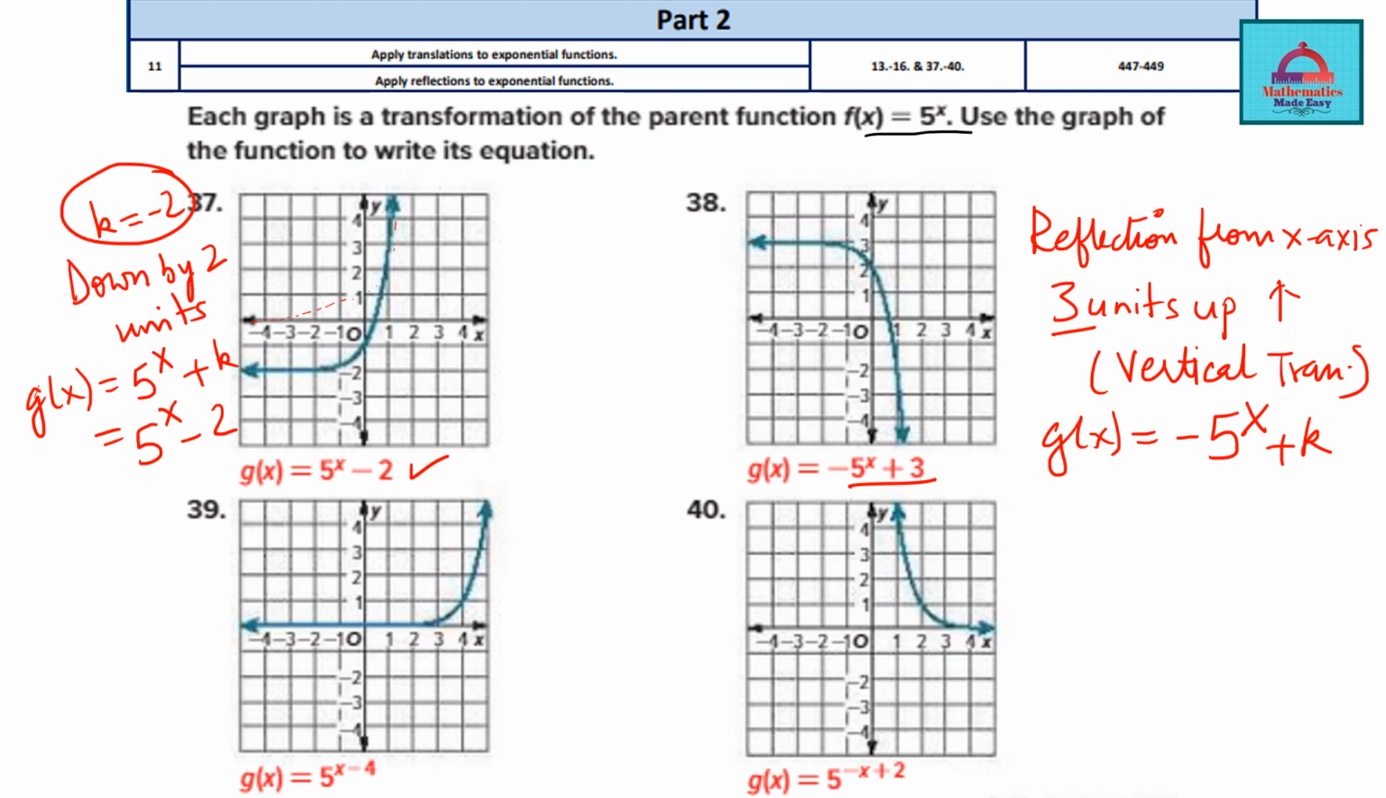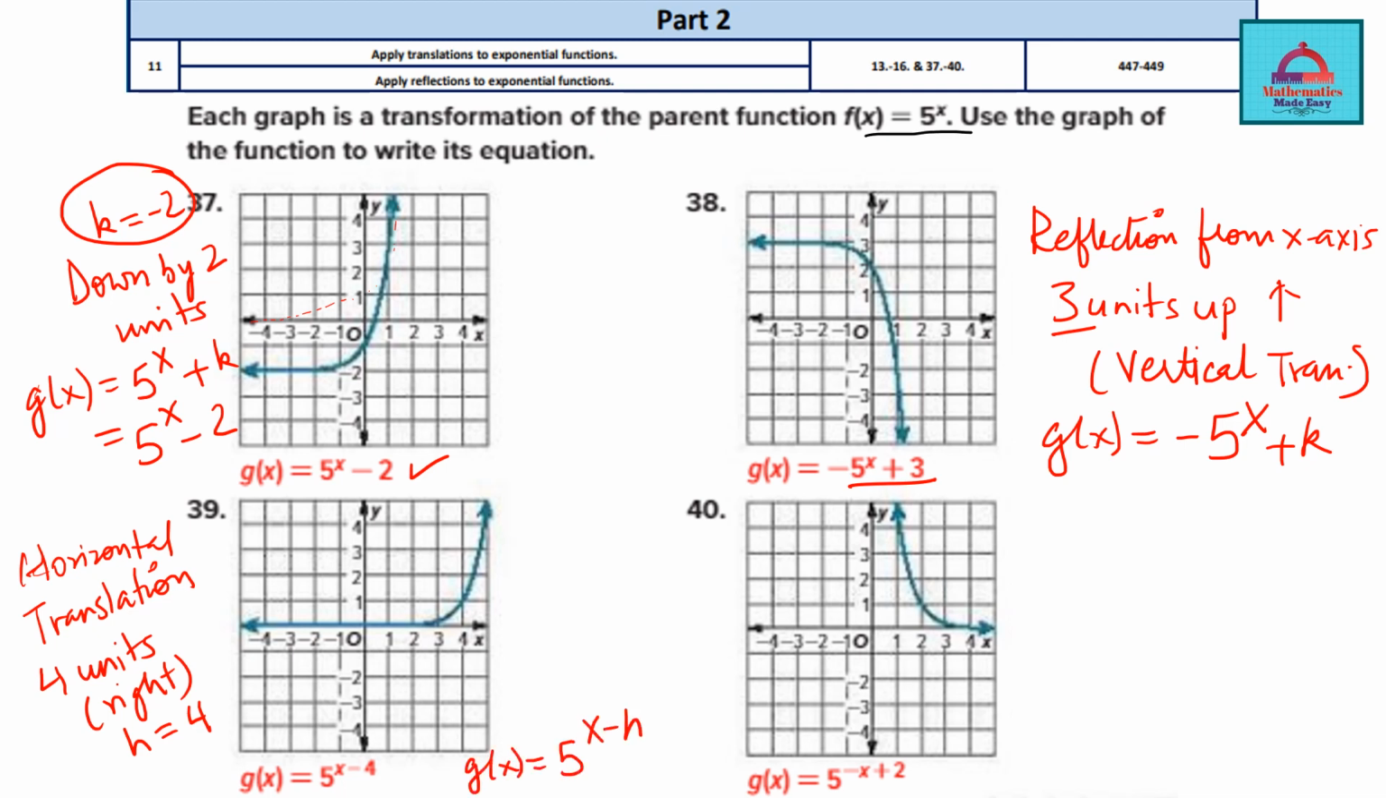Next is this one. You see the direction is the same. It's still an exponential growth function, but it has moved to the right. So therefore, this is a question on horizontal translation. And let us see how many units it has moved to the right. Count. So this horizontal translation has moved by 4 units to the right. That means h is going to be 4. So the equation will be g(x) equal to 5 to the power x minus h. h is 4, so you get this as your answer.